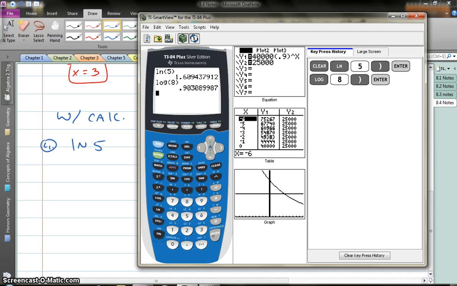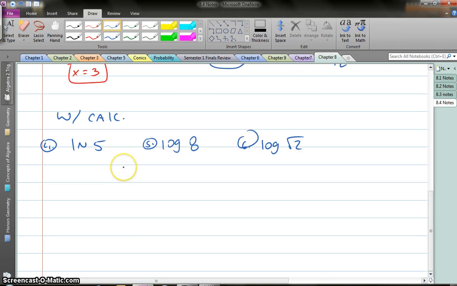All right, and then our last example is log of root 2. So log of square root 2. And I'm in double parentheses in case we had to multiply by something else. And I get 0.151. All right, so those are where the buttons are located on your calculator. So we got 1.609 here, we got 0.903 and 0.151. So that's what the pieces of log represent. That's how we evaluate them, and that's how we put them in our calculator.